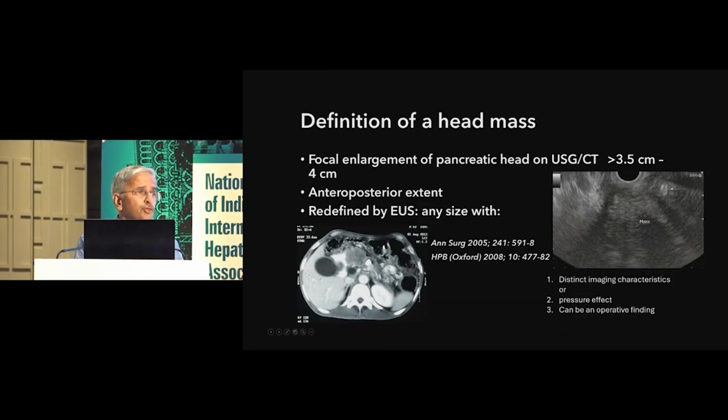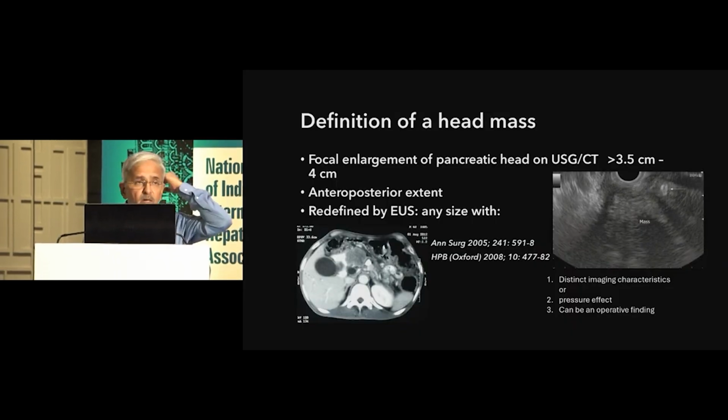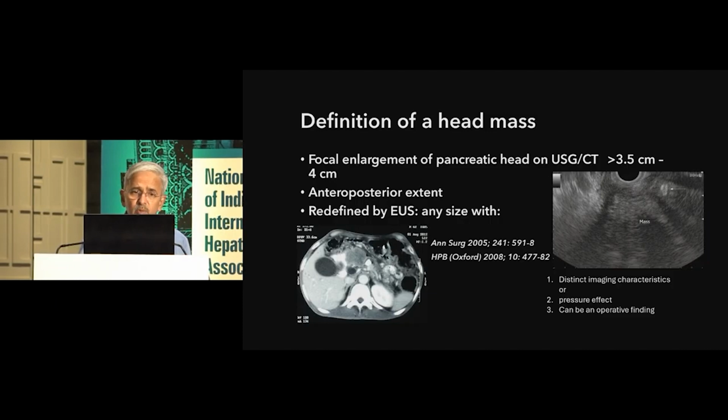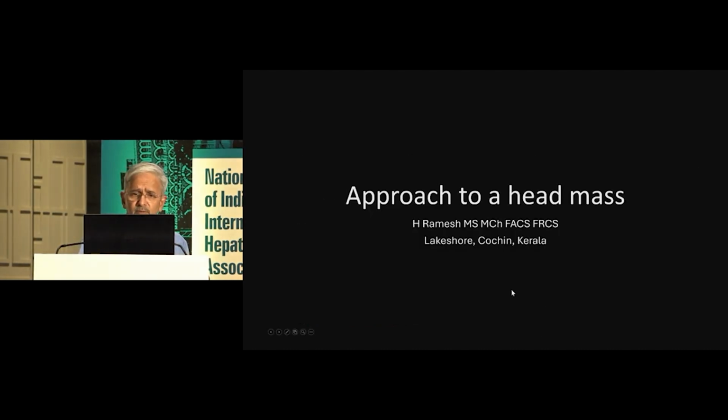Head mass used to be described as a focal enlargement of the pancreatic head on ultrasound or CT, which is 3.5 or so centimeters anterior-posterior extent over the vertebra. However, it has been redefined to mean any mass with distinct image characteristics or pressure effect. In fact, this can also be an operative finding.